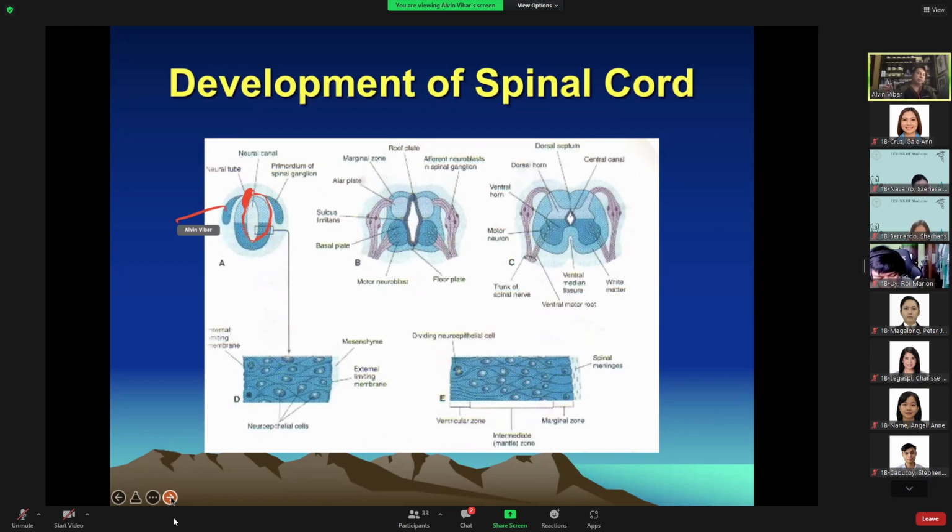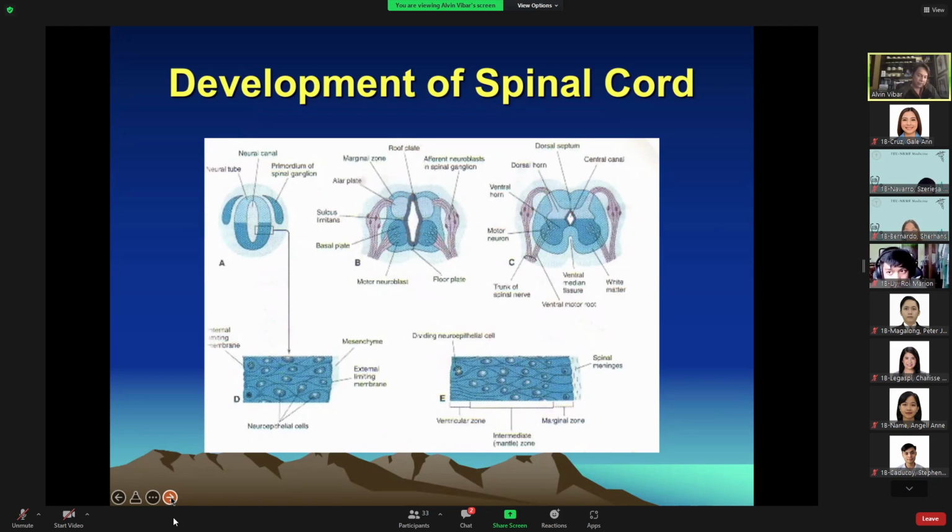The neural tube will have 3 layers. I want you to remember: ependymal layer, mantle layer, and marginal layer. So, again, this is the ependymal layer. And the next question that you should anticipate, what will happen to the ependymal layer? It will become the ependyma.